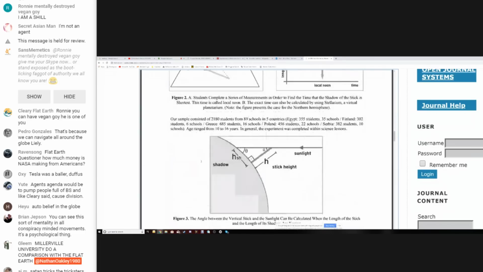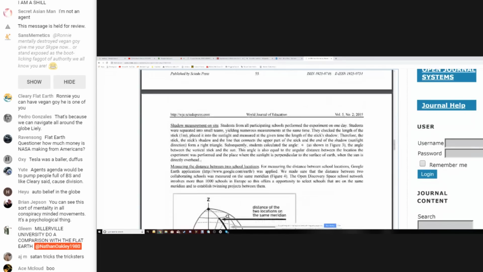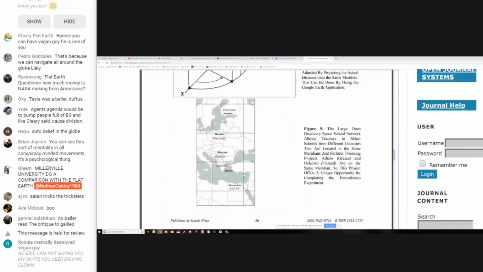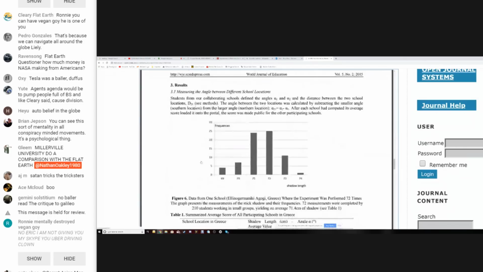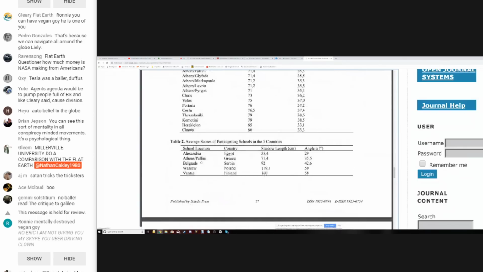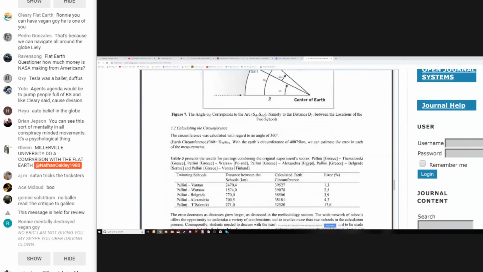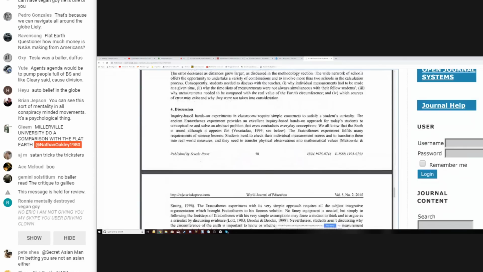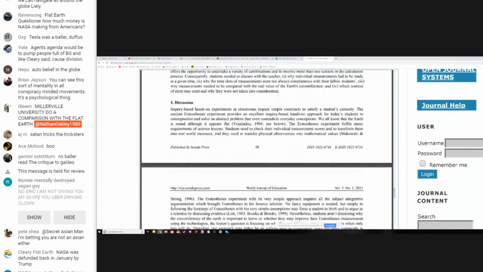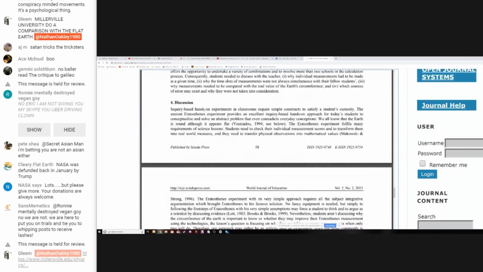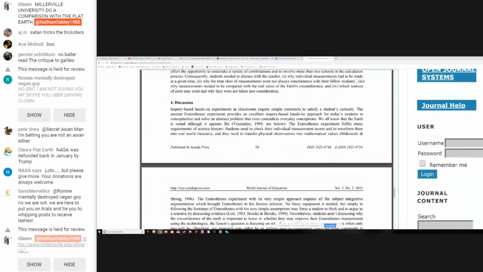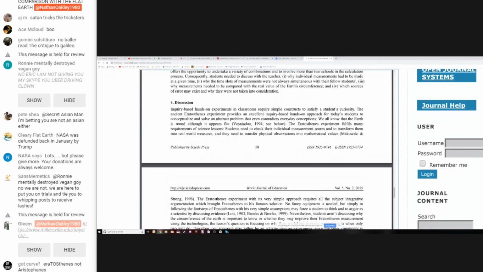When we get down to the discussion part, right at the very end, this is where it bugs me with science, because whilst I take your point, these are the bits that really disturb me in terms of what's being taught in schools, because we have a problem. Under paragraph 4, it reads, discussion: inquiry-based hands-on experiments in classrooms require simple constructs to satisfy a student's curiosity.